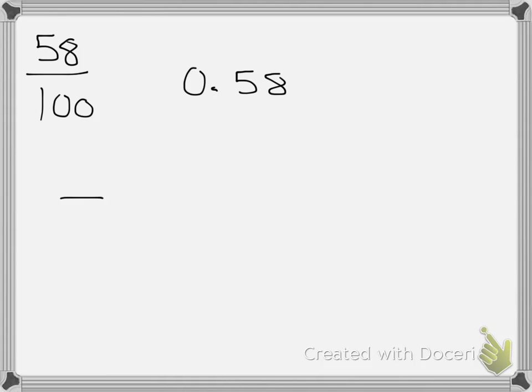So the first thing I want to go over is the relation between a fraction, a decimal, and a percent. If you had the fraction 58 over 100, it can also be written as 58 hundredths, correct? As a decimal, because if you divided 58 by 100, you would get 58 hundredths.